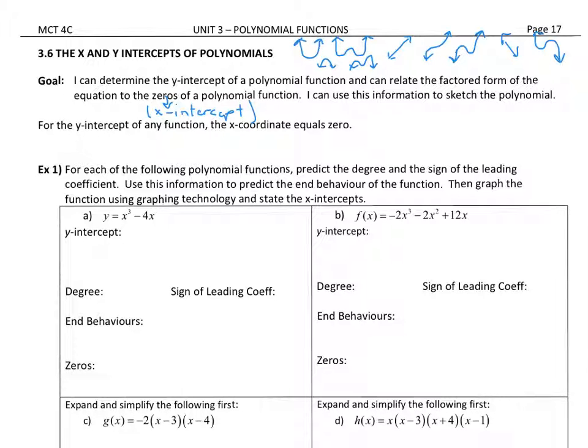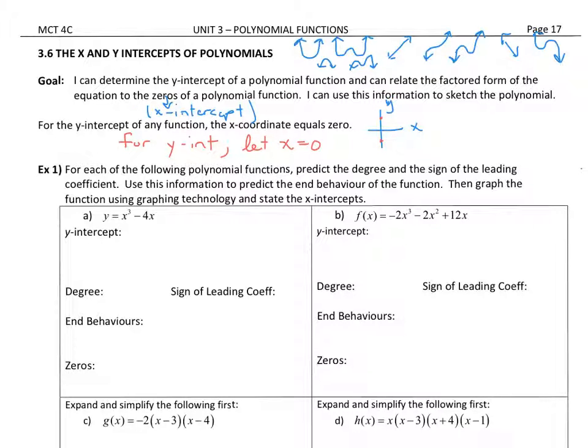So for the y-intercept for any function, whether it's polynomial, exponential, sinusoidal, any kind of function we look at, the x-coordinate will always equal 0, because any point on the y-axis will always have a corresponding x-coordinate of 0. So anytime we want to find a y-intercept, we always let x equal 0, or sub 0 in where the x is.